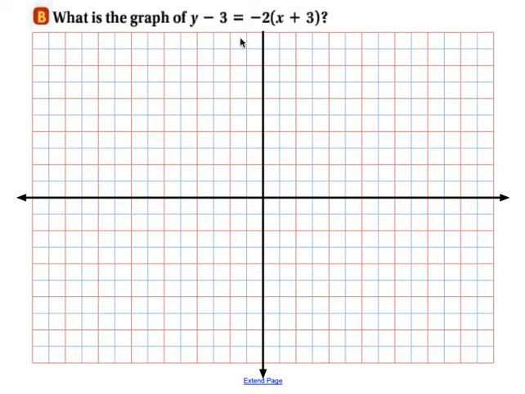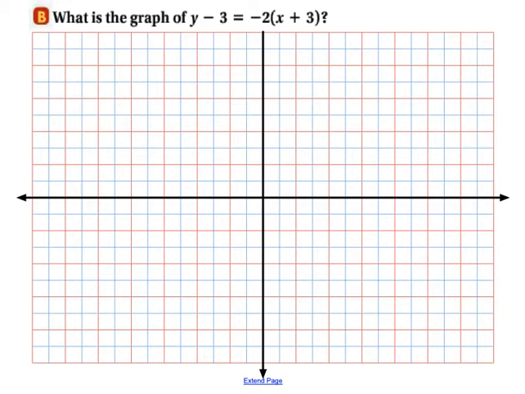What is the graph of this one? Y minus 3 equals -2 times x plus 3. Well, this one's a lot different. This is not in our normal slope-intercept form. This one's in point slope form. So we know that the slope is -2, and we know it goes through the point -3, 3.